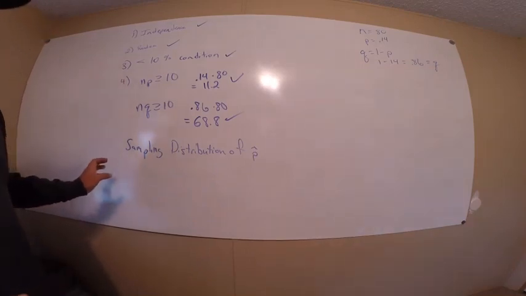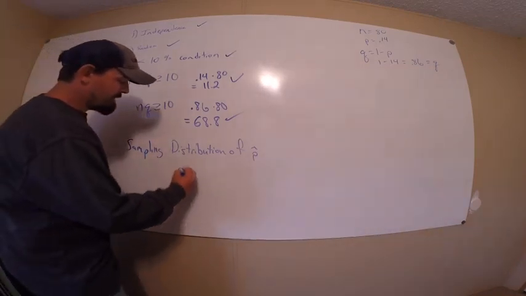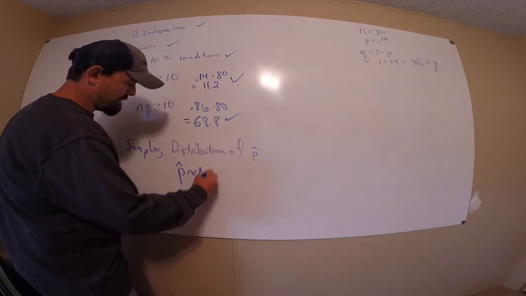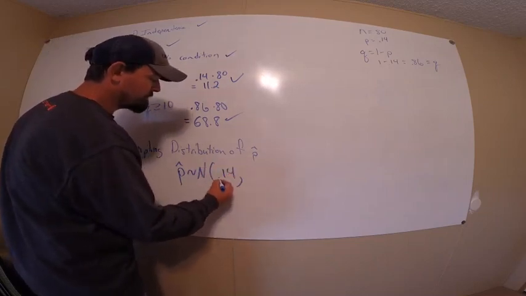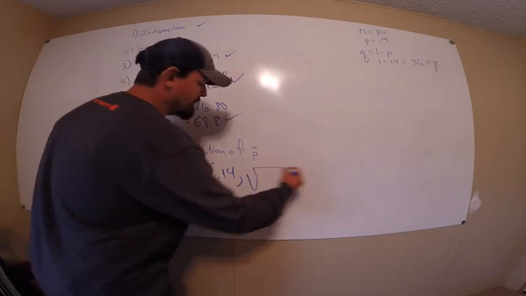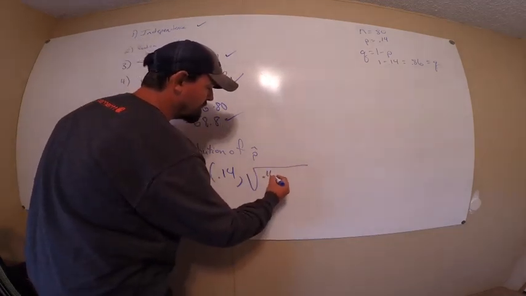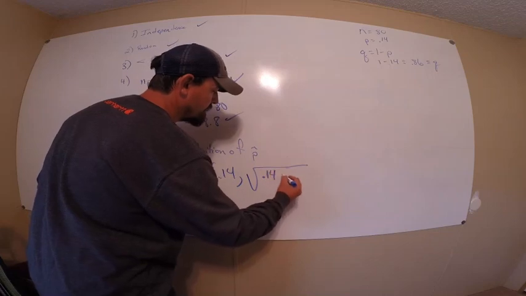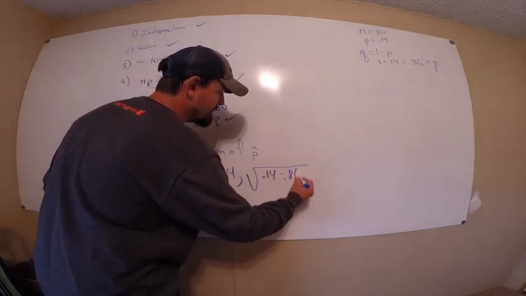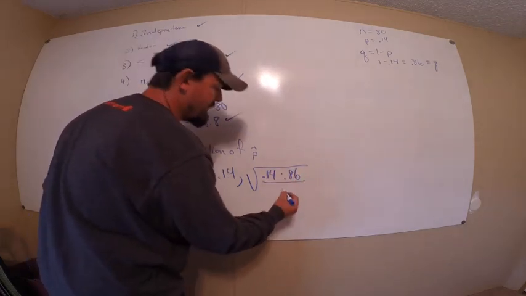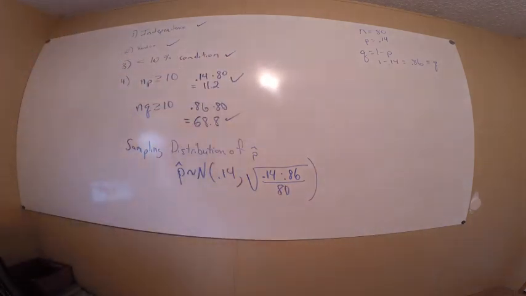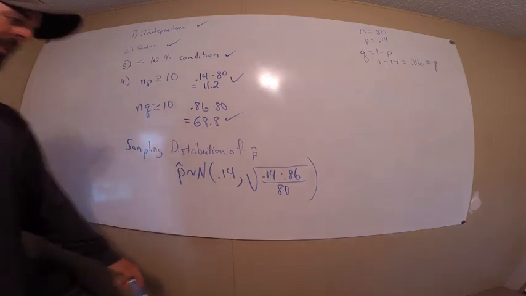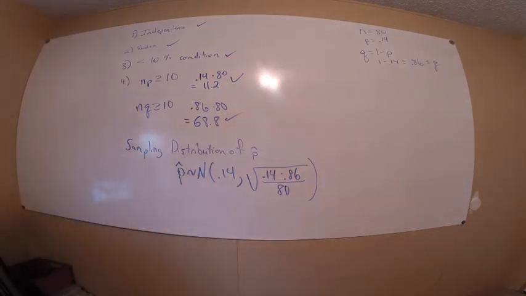We need to write the sampling distribution of p hat. So p hat is approximately normal, 0.14. Okay, now we've got to have that big square root. We've got 0.14 times 0.86 all over 80. So our p hat is normally distributed, 0.14, square root of 0.14 times 0.86 divided by 80.